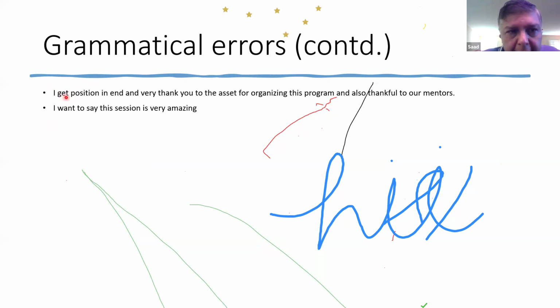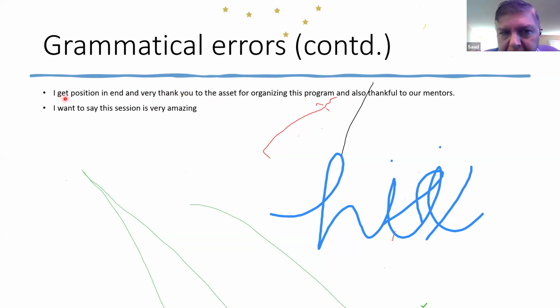So you don't say "I get position in end". You say "I got such and such position". I got the 4th position. And I want to say thank you to Asset for organizing this program. So here it's kind of incomplete, and "very thank you to Asset". Very thank you what? You have to say "I" and "thanks". You can't say "and very thank you to". I want to say thank you to Asset. You have to add that here.